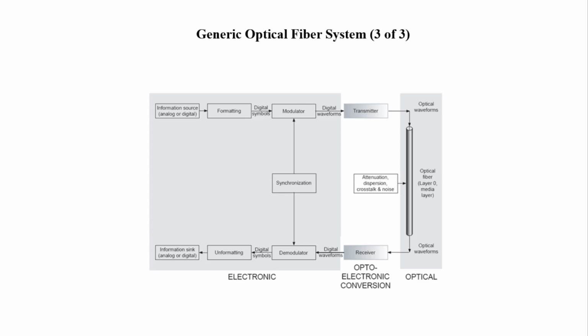This one is another block diagram of optical fiber system. It consists of information source on which the formatting will be implemented. After that, it is given to the modulator. The output of modulator is digital waveforms which is given to transmitter. The output of transmitter is given to the communication channel. After that, the output of communication channel is given to the receiver. From that, it is given to demodulator, and after that, again it is converted into the original format and given to the user.